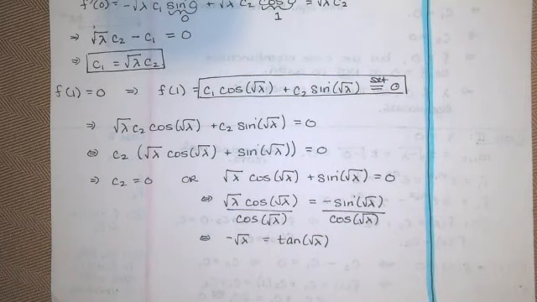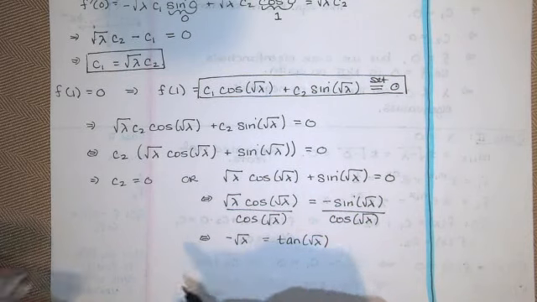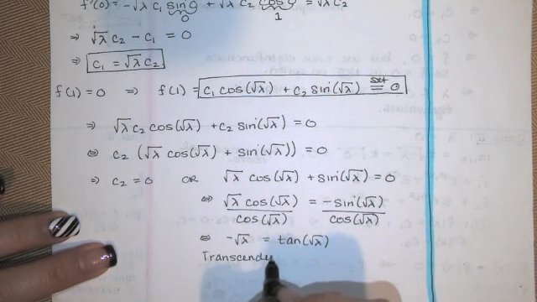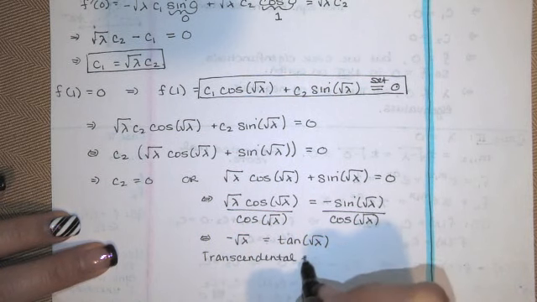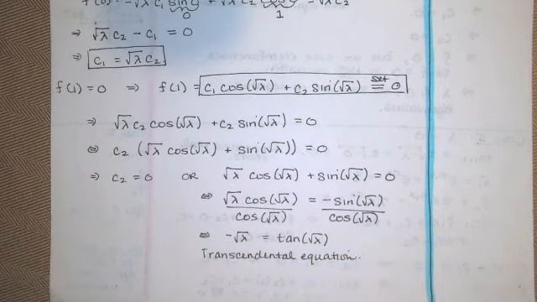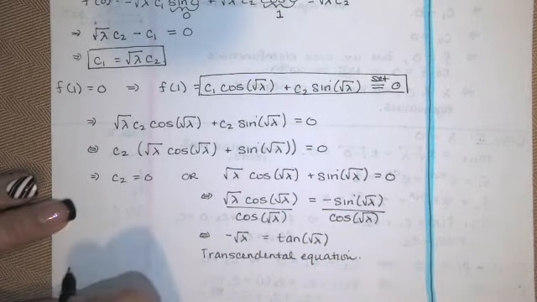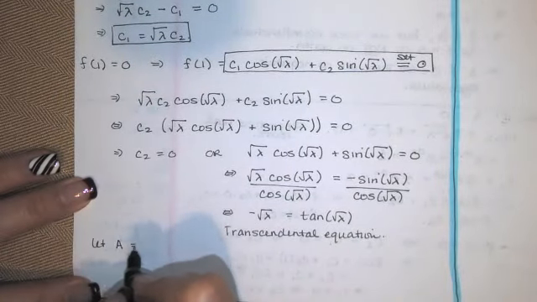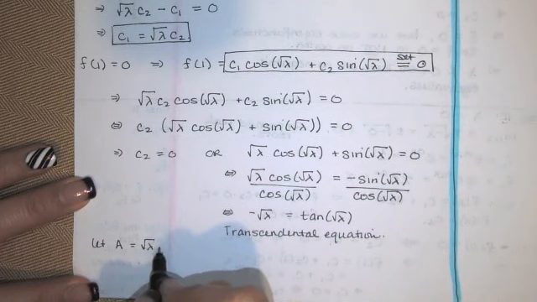Now that is a tough equation to solve. If I had a negative x equals tangent of x, I couldn't solve that algebraically. This is what we call a transcendental equation. And that would be tough to solve for lambda. Just to simplify the situation, let's let A be the square root of lambda.